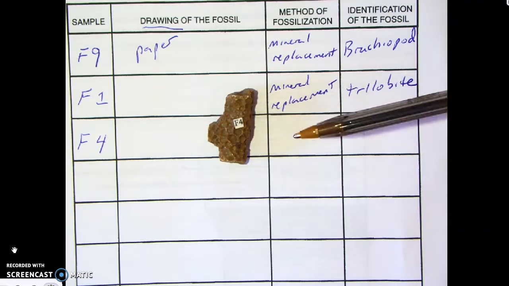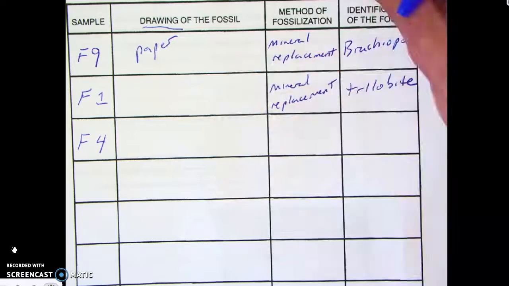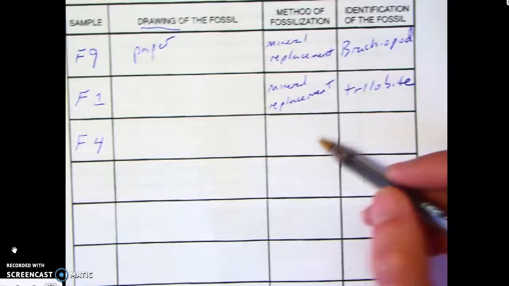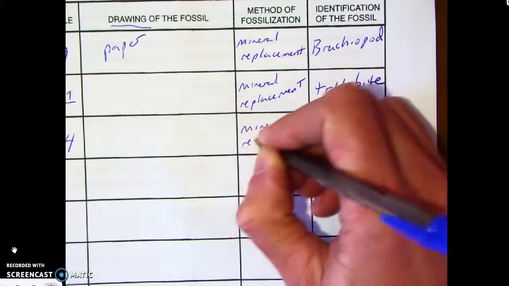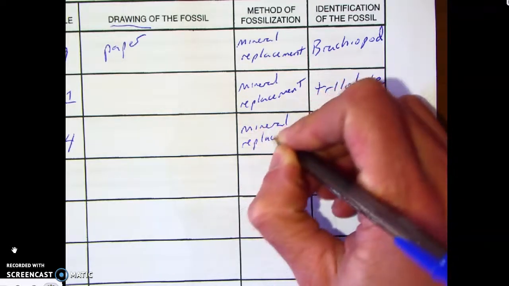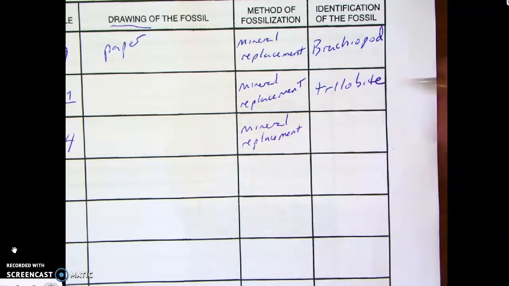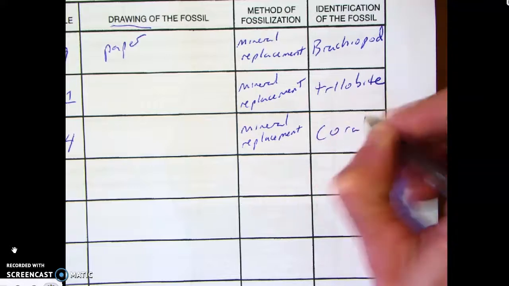The inhabitants are gone. So again, do your drawing. Again, I'm going to say mineral replacement here, which is a very common way that fossils form, so that's why we're seeing this so much. And that would be coral.